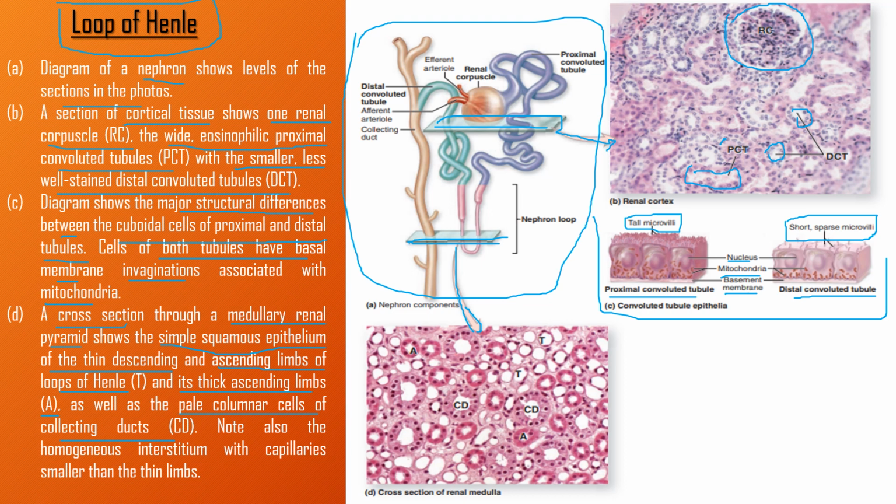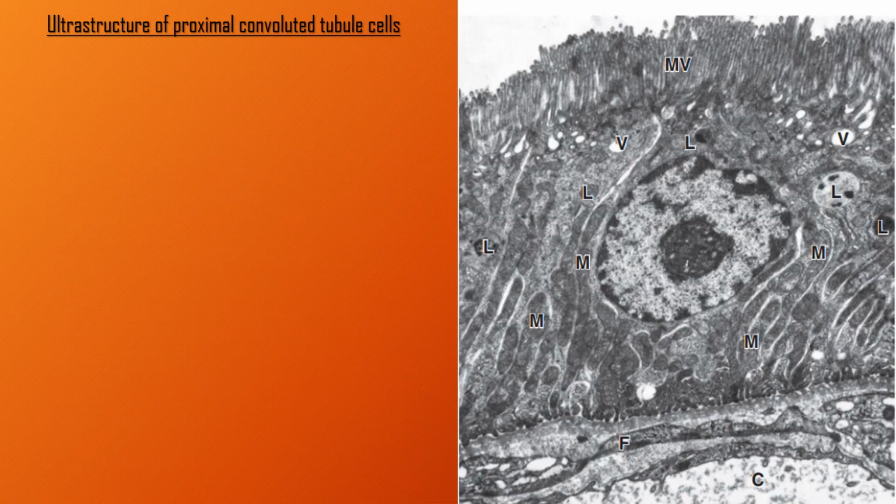As you can see here, these are the collecting ducts. This is the thick ascending limb of the loop of Henle. This is the thin descending limb of the loop of Henle. Note also the homogeneous interstitium with capillaries smaller than the thin limbs. Now we'll see the ultrastructure of the proximal convoluted tubule.